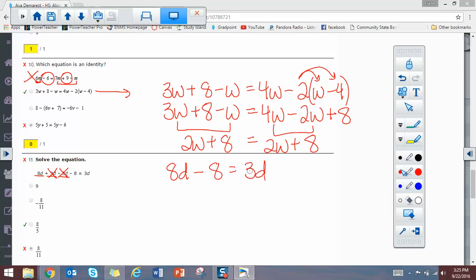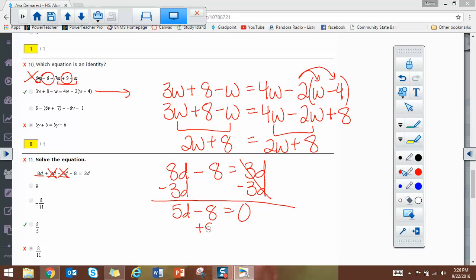When I'm getting my variables on the same side, I like to move the smaller variable over to the side with the larger variable. That way I don't have to deal with negative coefficients. So I'm subtracting 3d from both sides. So I get 5d minus 8 equals 0.